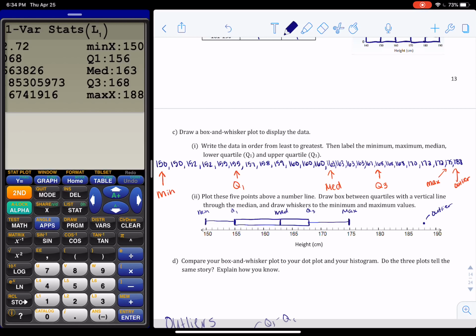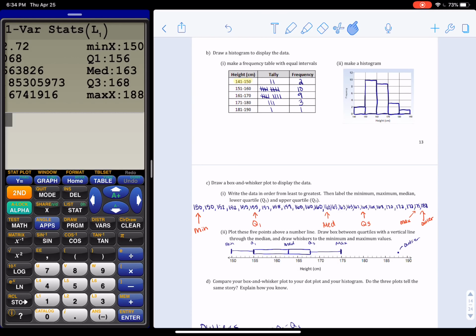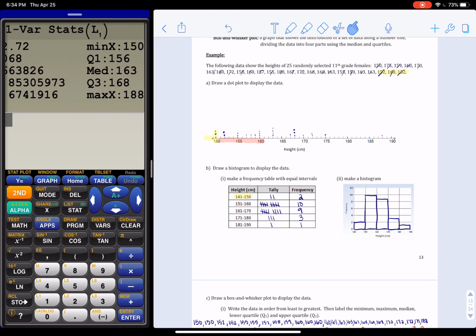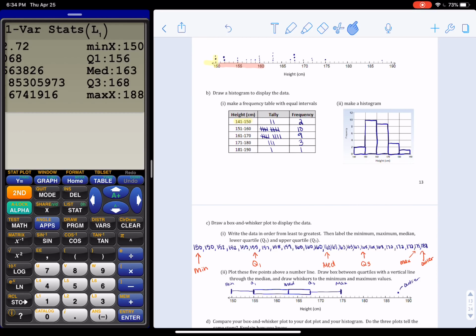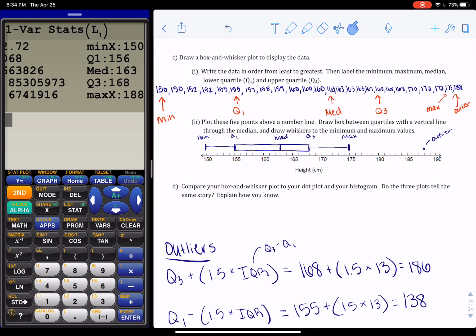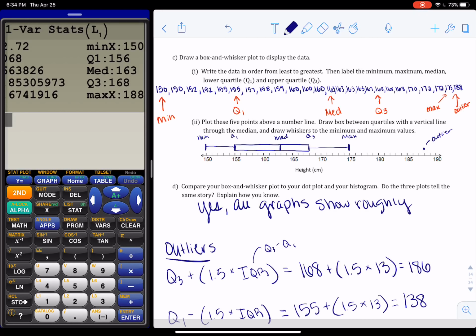And that's it. The last question here just says, compare your box and whisker plot to your dot plot and your histogram. Do the three plots tell the same story and explain how? So if you look at all three of them, they definitely look similar in a way. You can see where most of the points are and then where they get spread out a little bit. So the way that we can word that is to say, yes, all graphs show roughly symmetrical data.